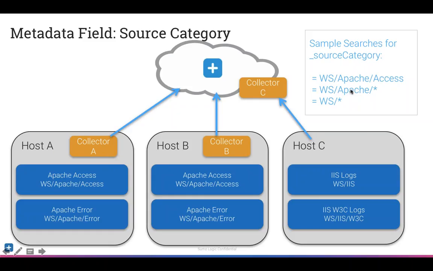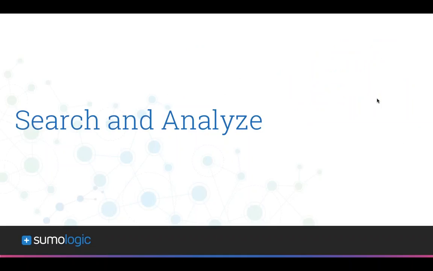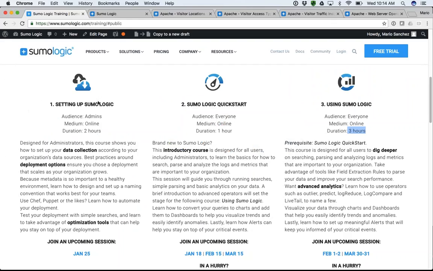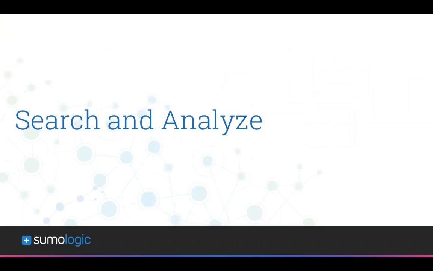I could also do WS Apache star, which would search both access and error across host A and host B. Or I could even say, I don't care which brand it is, I want to search all my web server logs for the word error, for example, whatever the case might be. So you notice how using a naming convention that allows you to do broader searches is going to be very beneficial for you as you start building your queries out there. Again, that's something that is covered in detail in this setting up Sumo Logic. We in here are taking advantage of whatever was set up for us in this session.